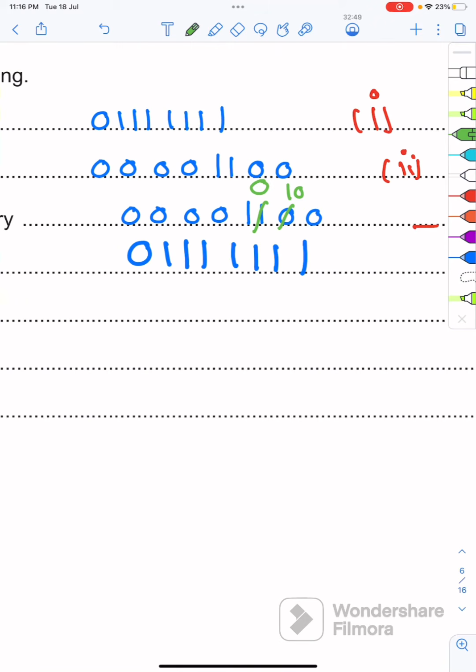So since the rightmost bit is also borrowing, this also borrows. So this becomes 10. This becomes 1. So 10 minus 1, you get 1 here, right? And 1 minus 1, you'll get 0. Since this is 0 minus 1, you borrow from this one now, and this is going to become 0. It's going to become 10. It's going to become 1.